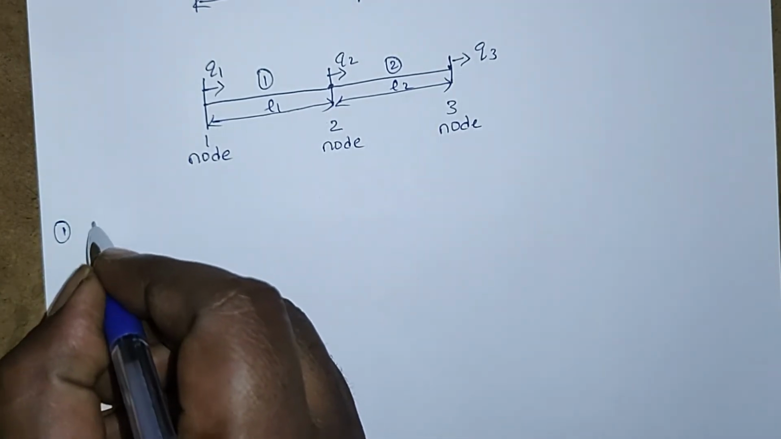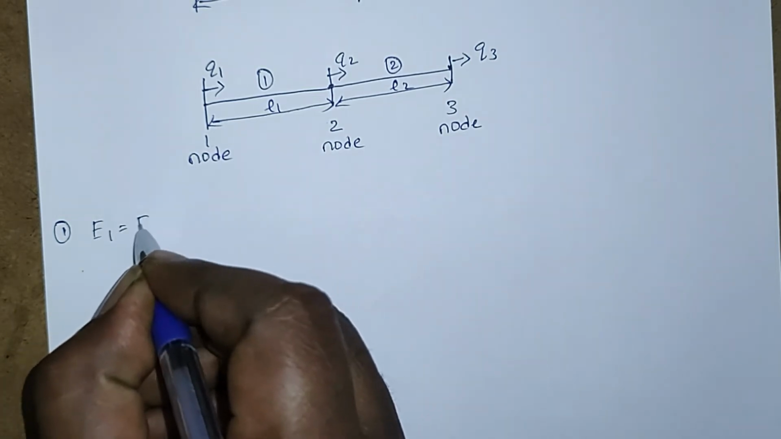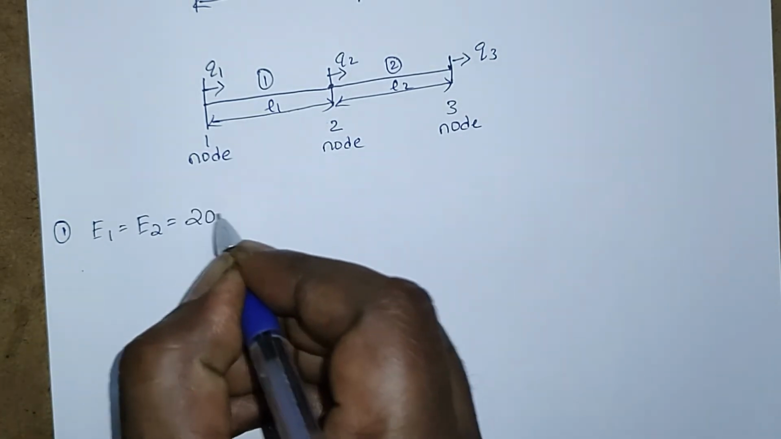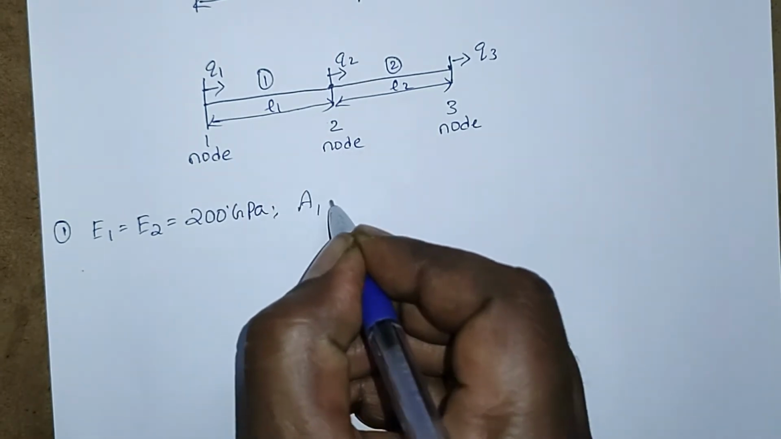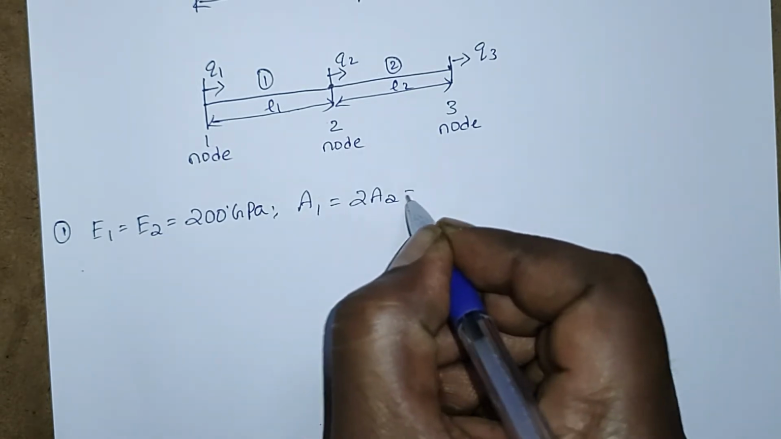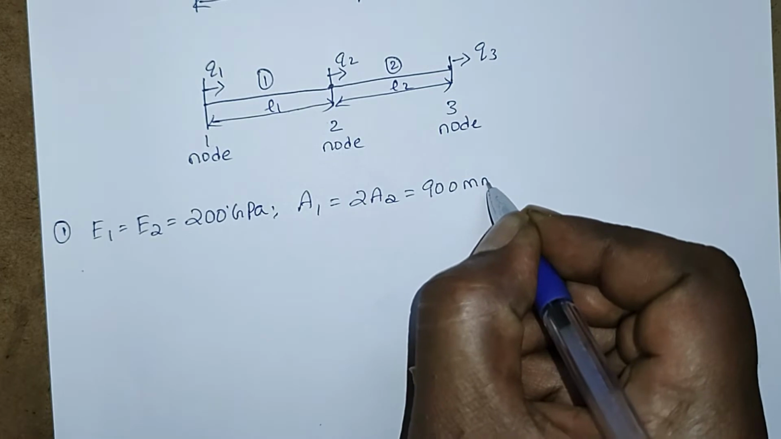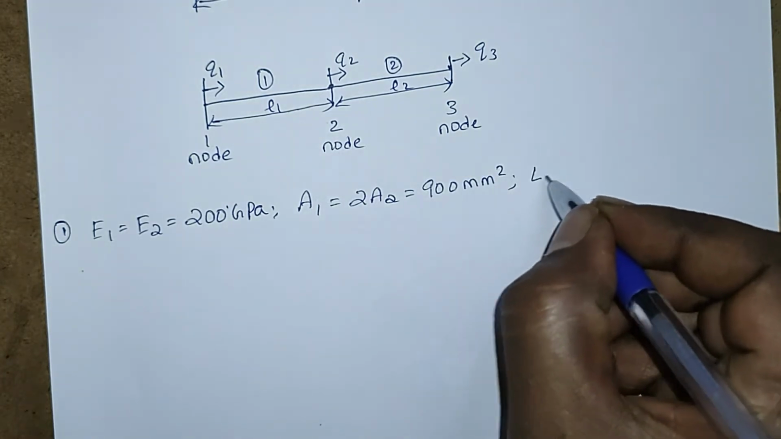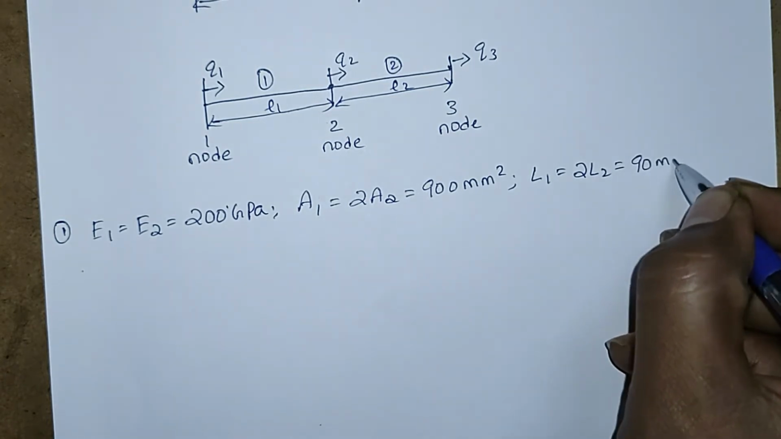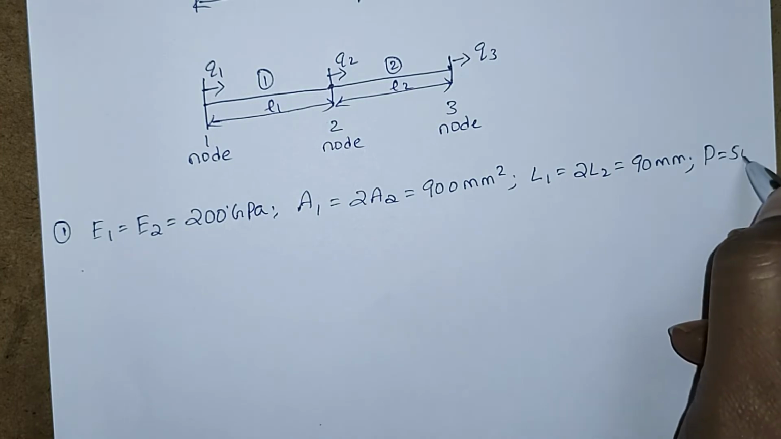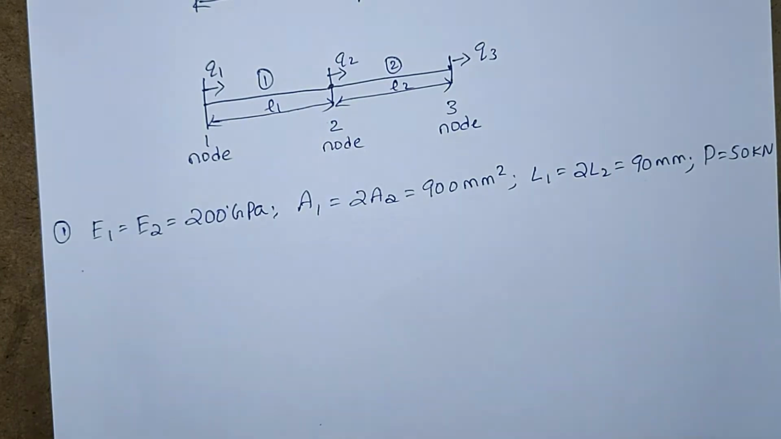We have E1 equal to E2 equal to 200 gigapascals, area 1 equal to 2 area 2 equal to 900 mm square, and L1 equal to 2 L2 equal to 90 mm, and load P equal to 50 kilo newtons. So this is the basic available data for us for applying the finite element method.